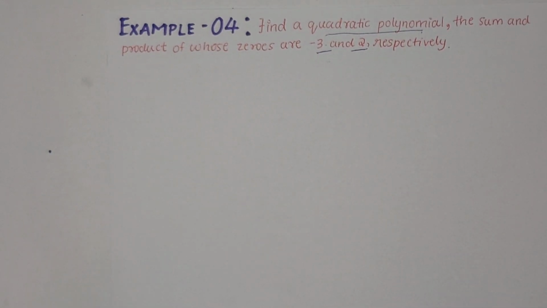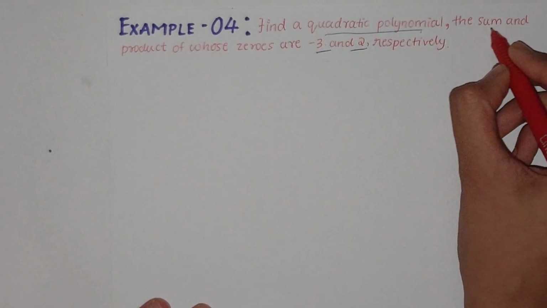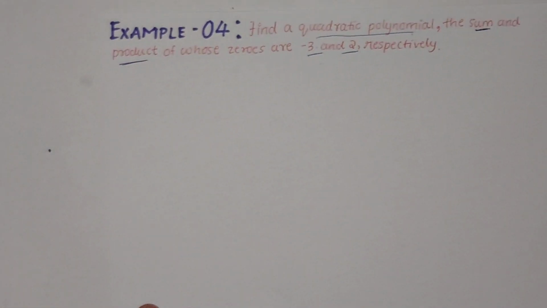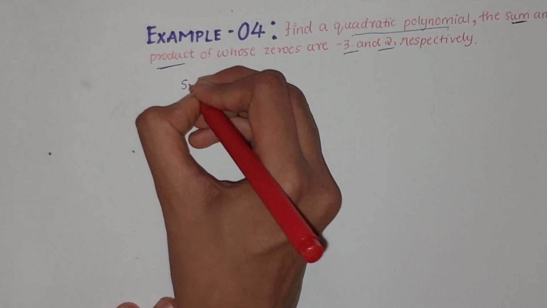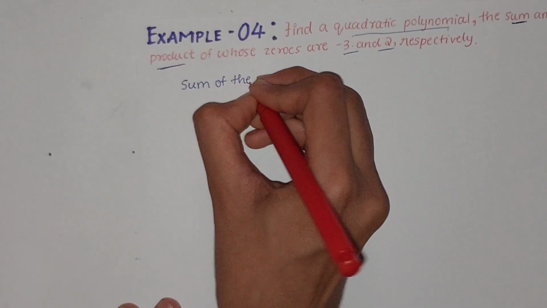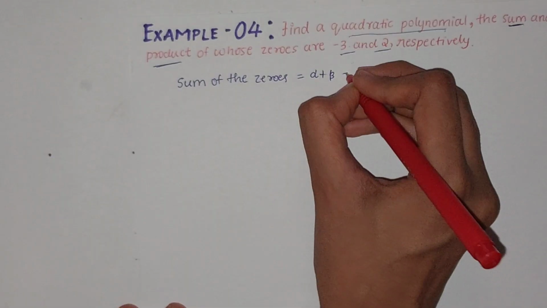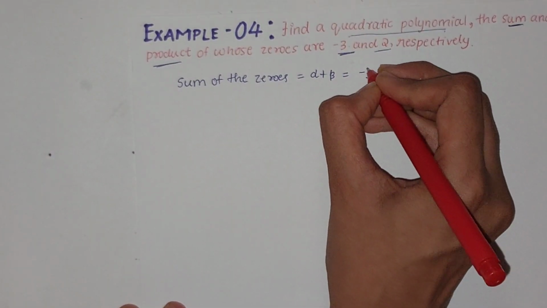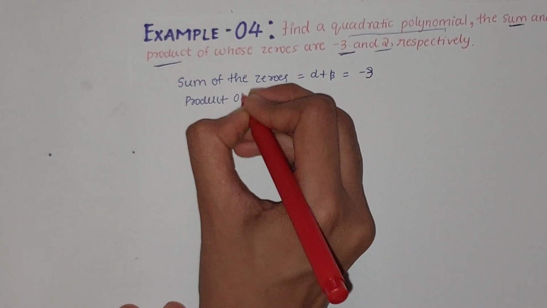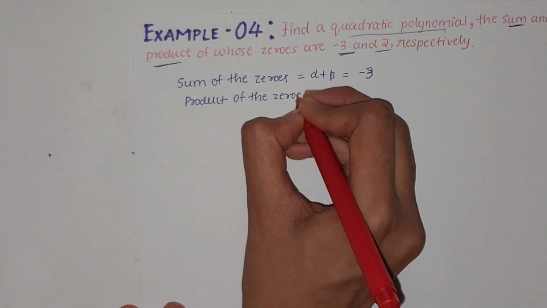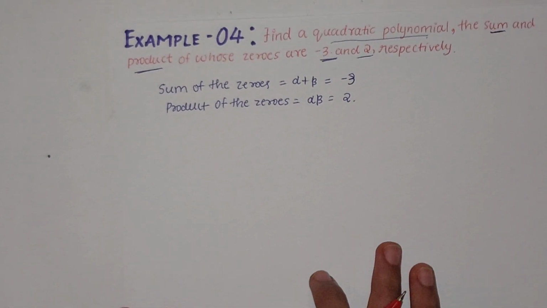And they have not given you directly the zeros. They have given you sum and product. So how will we find it out, guys? It's very simple. Sum of the zeros, which is my alpha plus beta, is equal to -3, right? And product of the zeros, that is alpha into beta, is equal to 2.